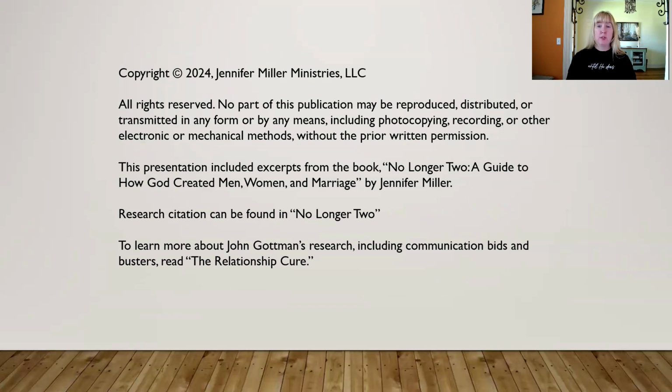So again, resources, if you want to go deeper into it, would include my book on marriage. It's called No Longer Two, A Guide to How God Created Men, Women, and Marriage. It's available on Amazon. And the information I have on here about communication bids, communication busters, and the 4 horsemen can be found in John Gottman's book called The Relationship Cure.